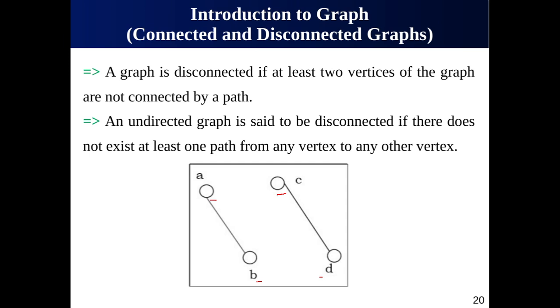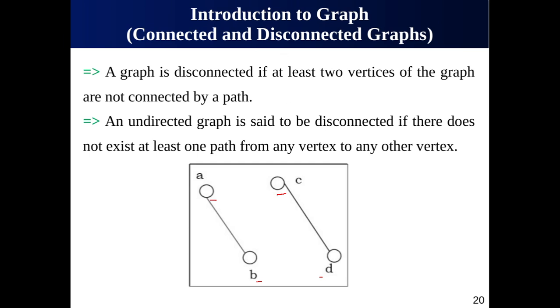So a graph is disconnected if at least two vertices of the graph are not connected by a path. And if it is an undirected graph, as in our case, it is said to be disconnected if there does not exist at least one path from any vertex to any other vertex, like from B to D or like from A to C. We do not have any path. Similarly, between B and C, we do not have any path. And between A and D, we do not have any path. So it is more than one vertex. They are not connected with one another. They have no paths available. And such graphs are known as disconnected graphs.